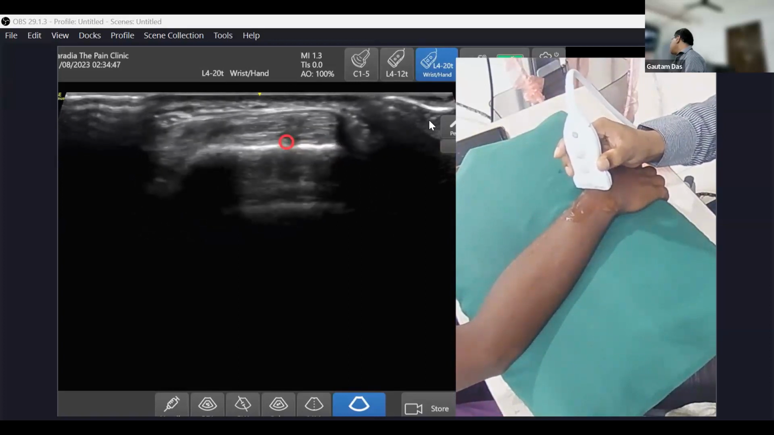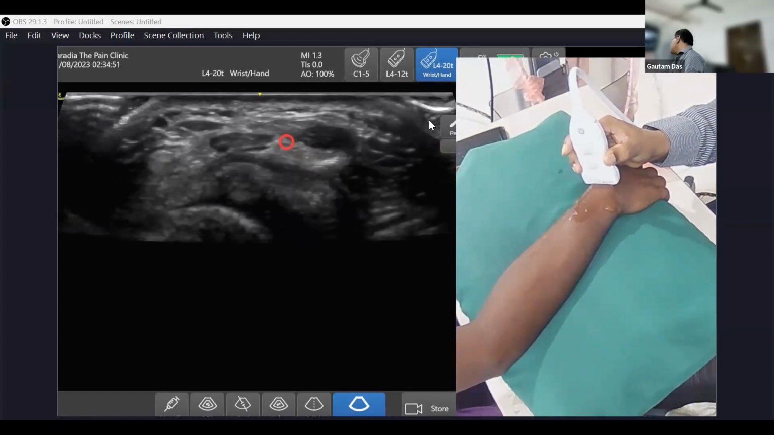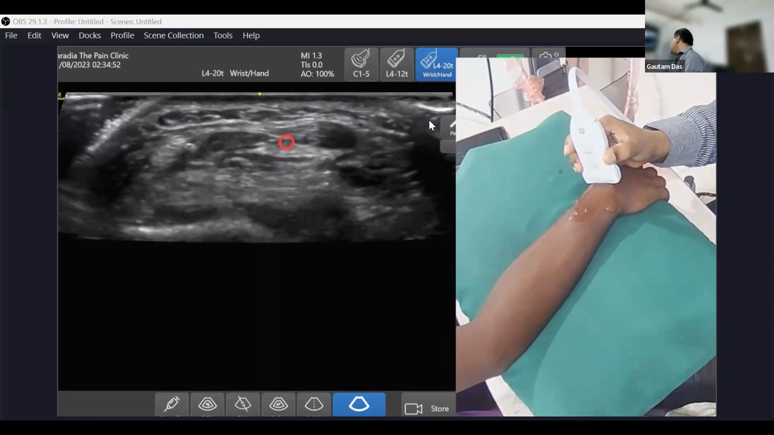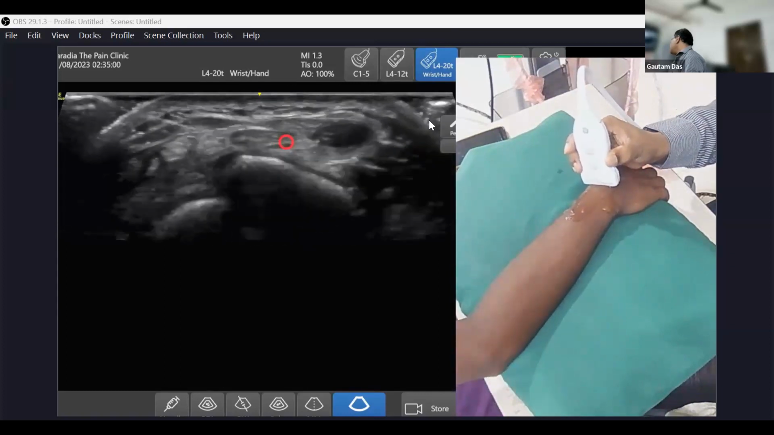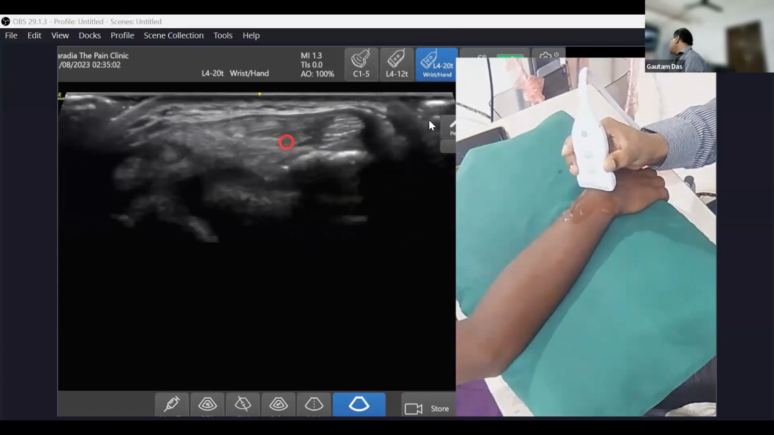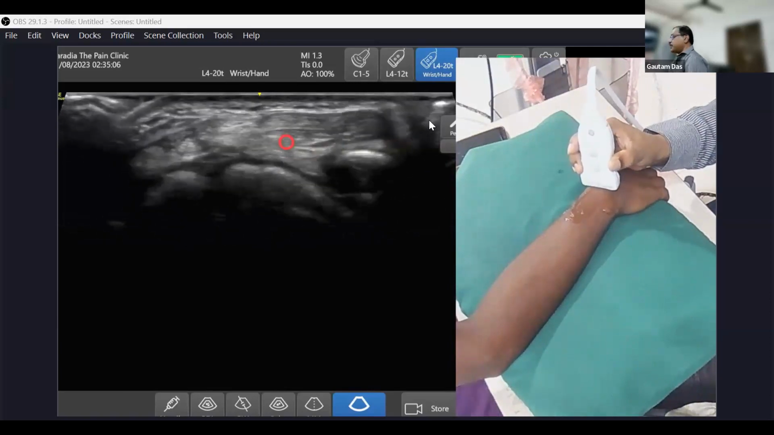So this is the area of the distal intersection syndrome. You see, extensor pollicis longus is crossing over these two tendons. These two are the second compartment tendons. Over that, see, this is crossing. So this is your area of the distal intersection syndrome.